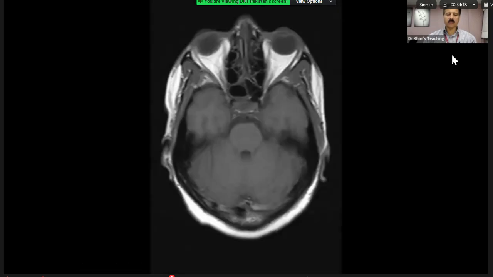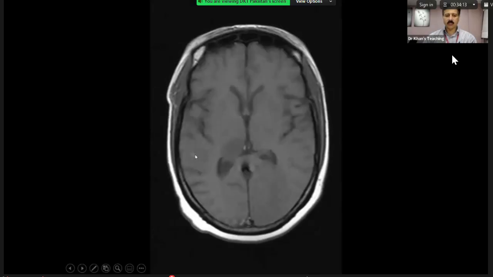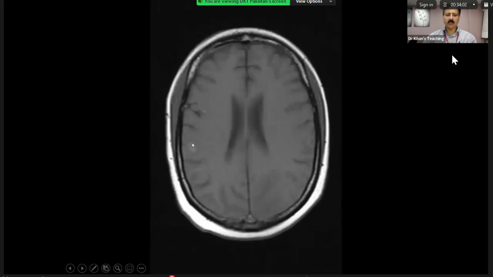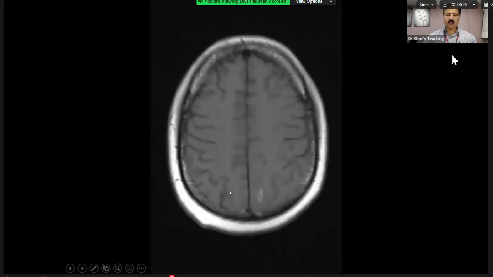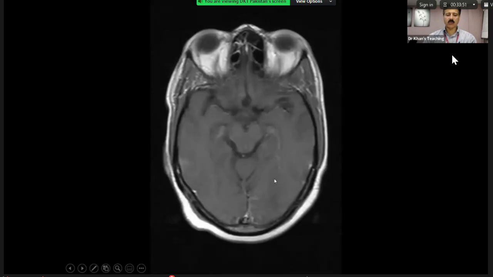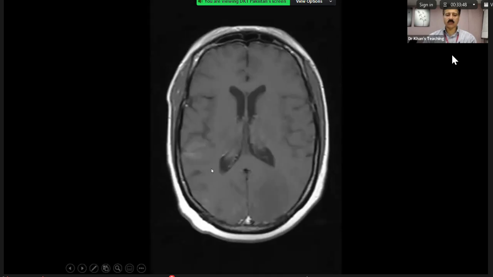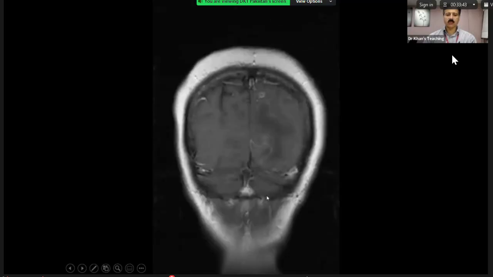Now, this T1, if you can concentrate on this T1, look here, there is a deposit sitting here, which is high signal. So this is that melanoma, and then there is surrounding edema. Again here, and here, and again here, and again here. So these are melanoma metastases, and then on contrast, a lot of enhancement around it, and leptomeningeal enhancement and things like that. So this was on a coronal sequence.